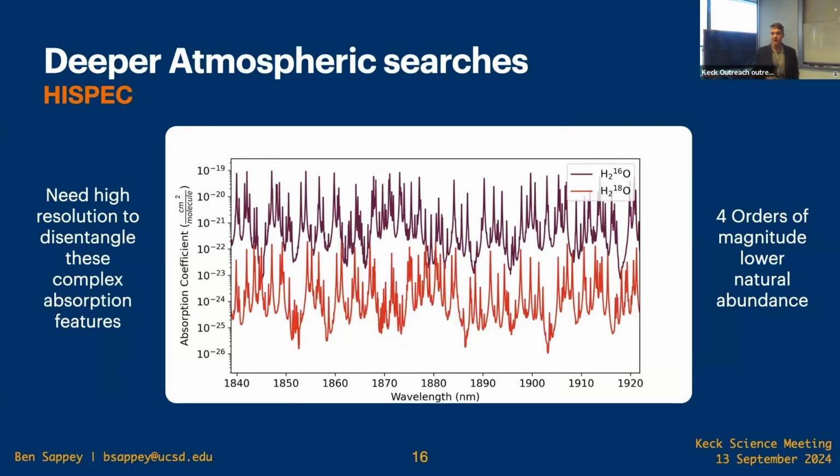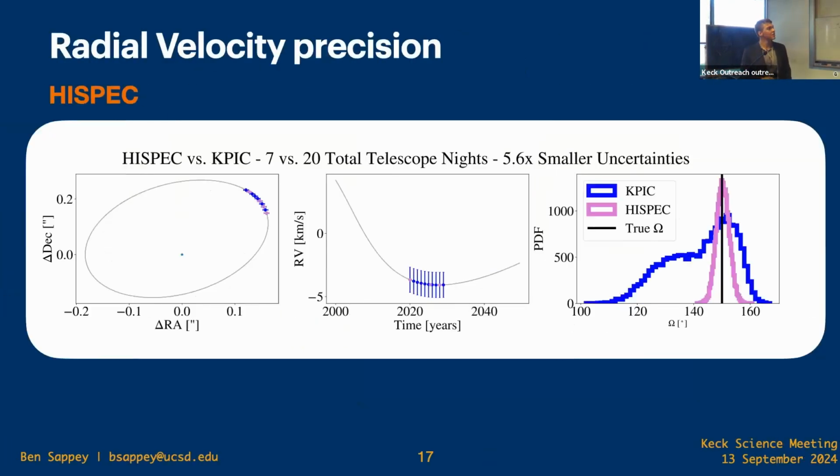Now, I want to do trickier isotopologues though. So this is H2 16O versus H2 18O, with 4 orders of magnitude lower natural abundance of 18O in this case. So you also don't have the nice CO vibrational band head to go on here. So it really helps to go to high resolution to suss out these complex absorption features.